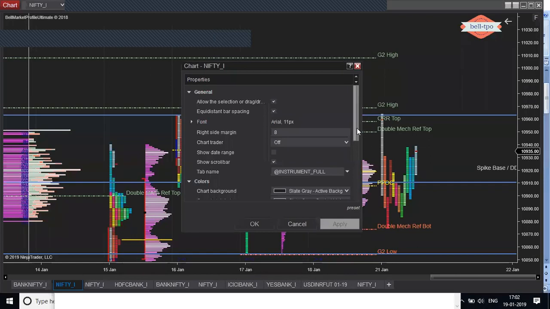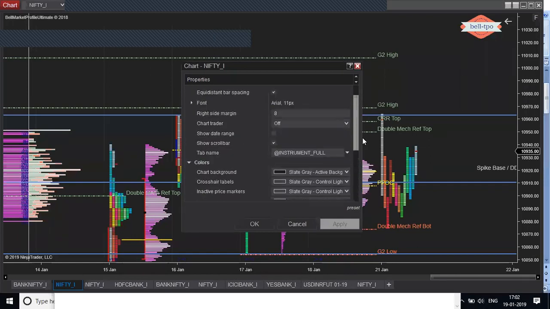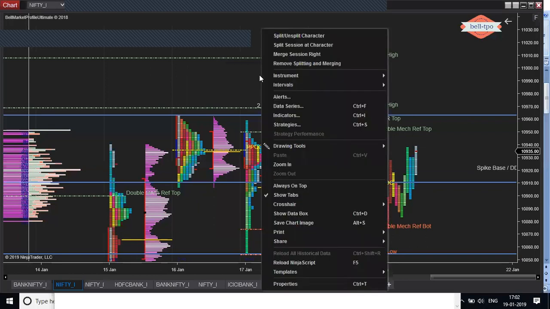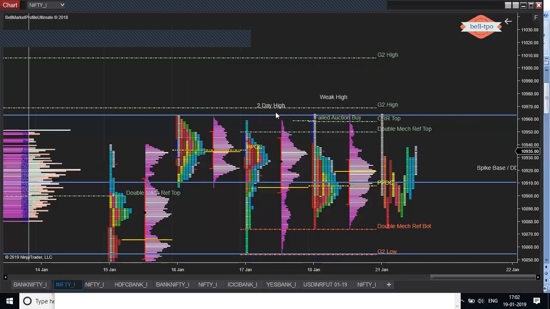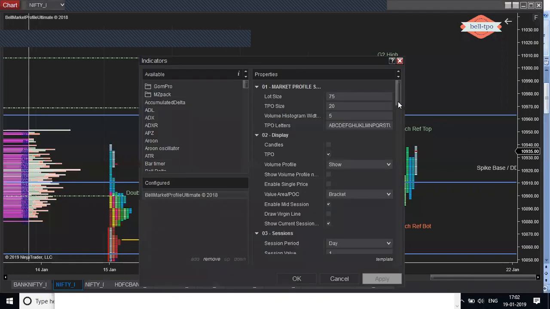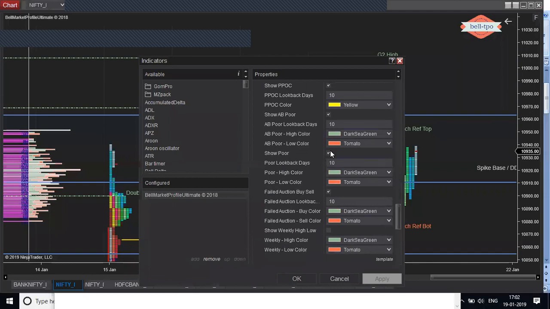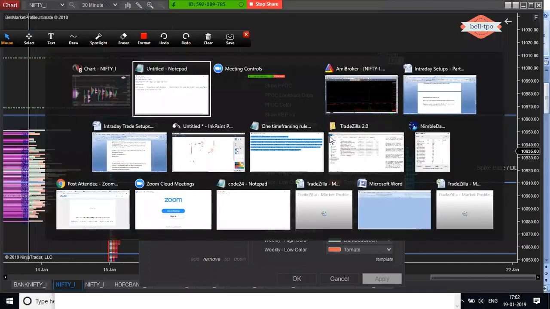I just want to check the last 30-40 days, to see whether there are any back-to-back G3 highs. After G2 and G3 high, we have one more reference level: prominent point of control, poor high, poor low, AB poor high, AB poor low. Let me list it down.